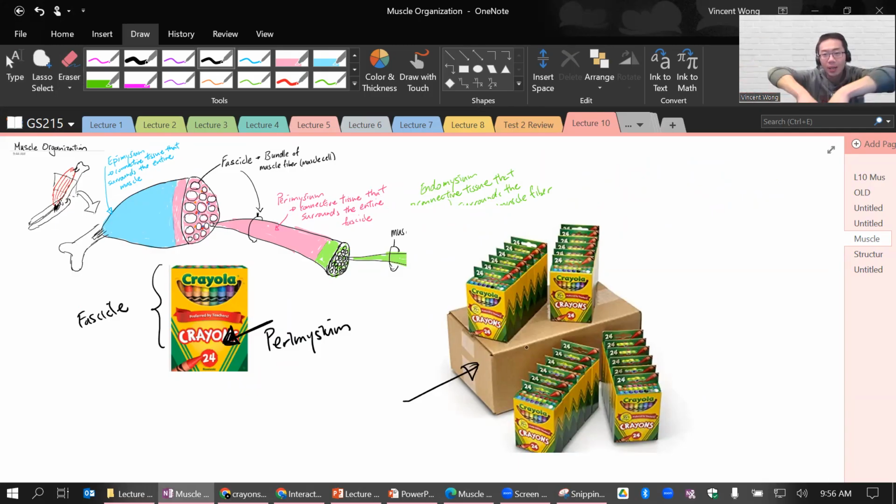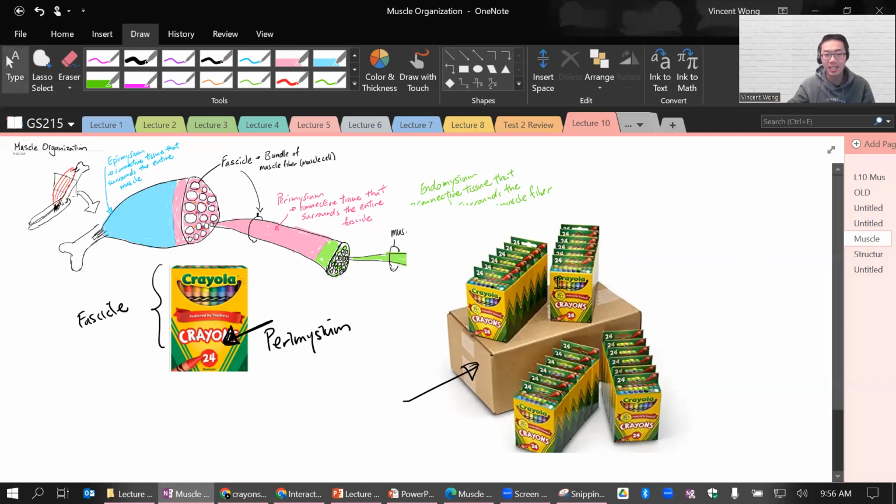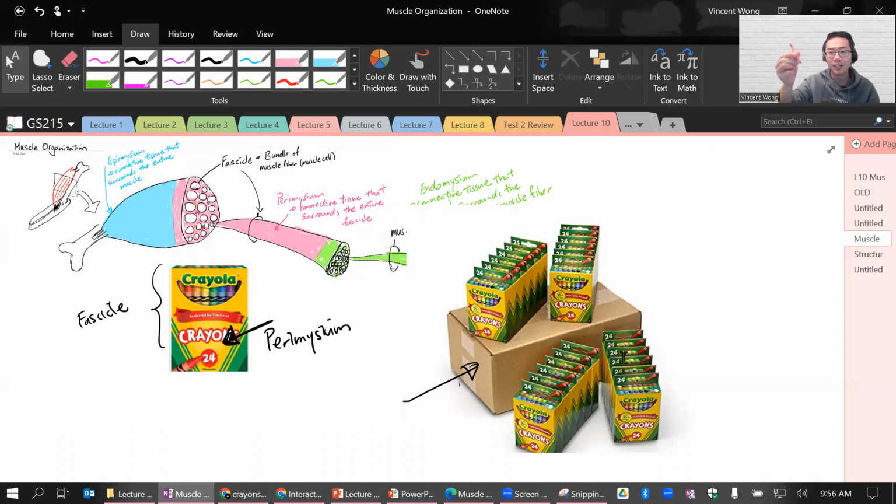Do you understand? Okay, like if I wrap this in some shrink wrap or something, then that would be the epimysium. Right? So when I open up the brown box, which represents the whole muscle, immediately inside, what would I see? I would see these boxes of crayons, right? Which represents the fascicle, yeah? And if I open up one of the fascicles and pull one crayon out, that's gonna be the muscle cell, and it's surrounded by the endomysium, right?